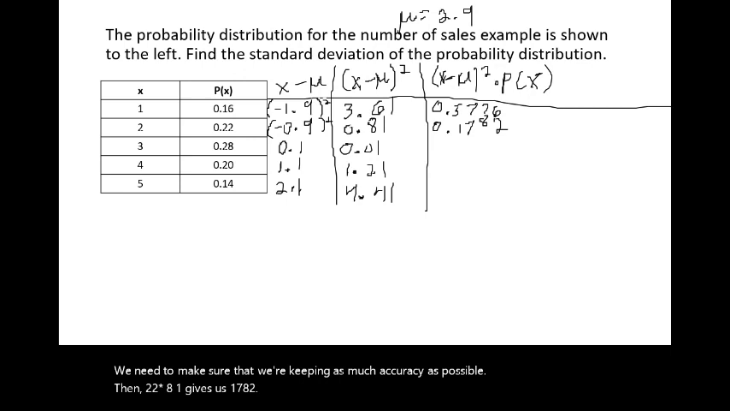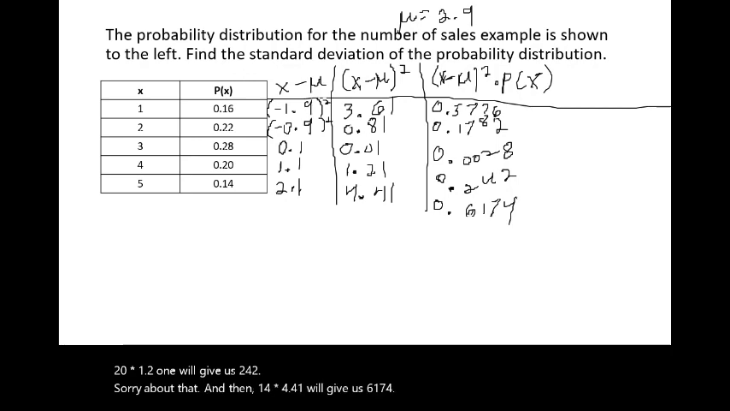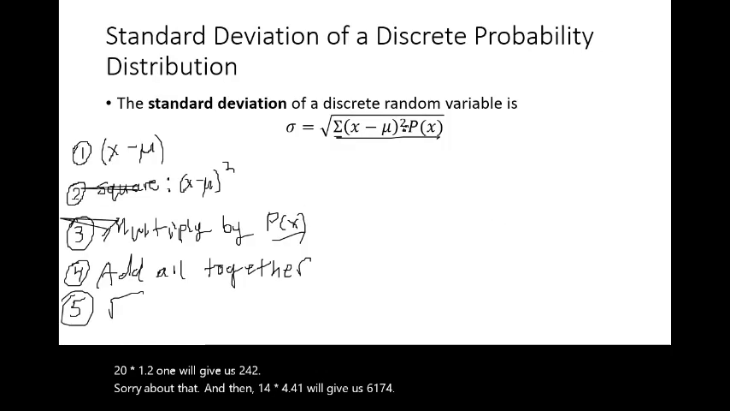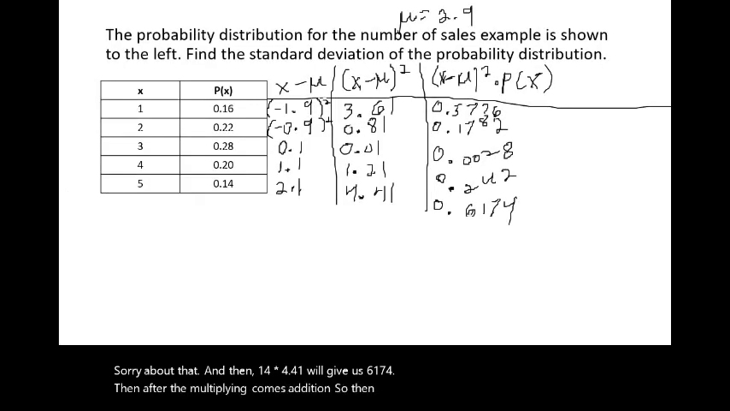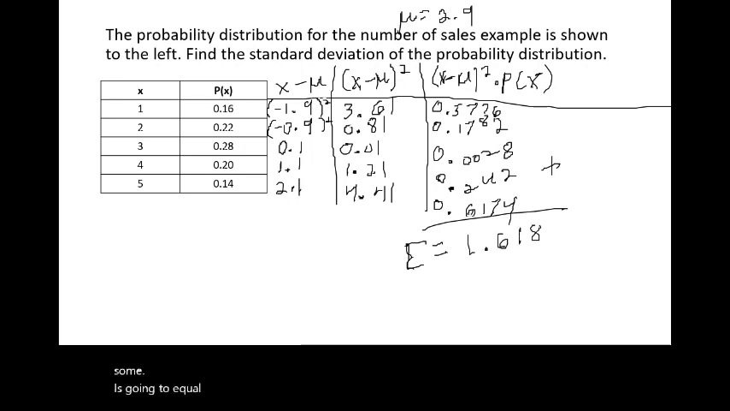Then 0.28 times 0.01 is going to give us 0.0028. 0.20 times 1.21 will give us 0.242. Sorry about that. And then 0.14 times 4.41 will give us 0.6174. Then after the multiplying comes addition, so then you're going to add them all together. So then we're going to take all of these and then we are going to add them together. So their sum is going to equal 1.618.